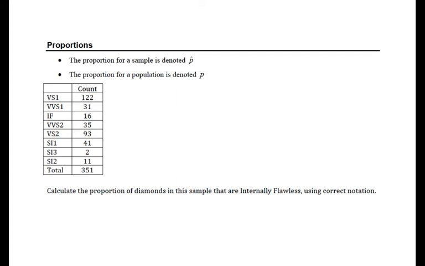In addition to looking at graphical displays, we also summarize one categorical variable with proportions. If we're talking about the proportion for a sample, then we call that proportion p hat, which when we talk about it, we pronounce p hat. It's wearing a cute little hat, right? When we're talking about the proportion for a whole population, we would call it just p.